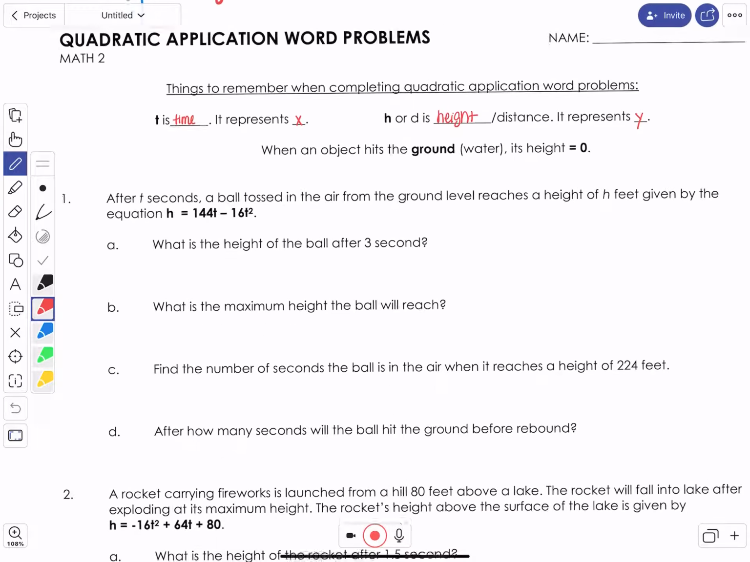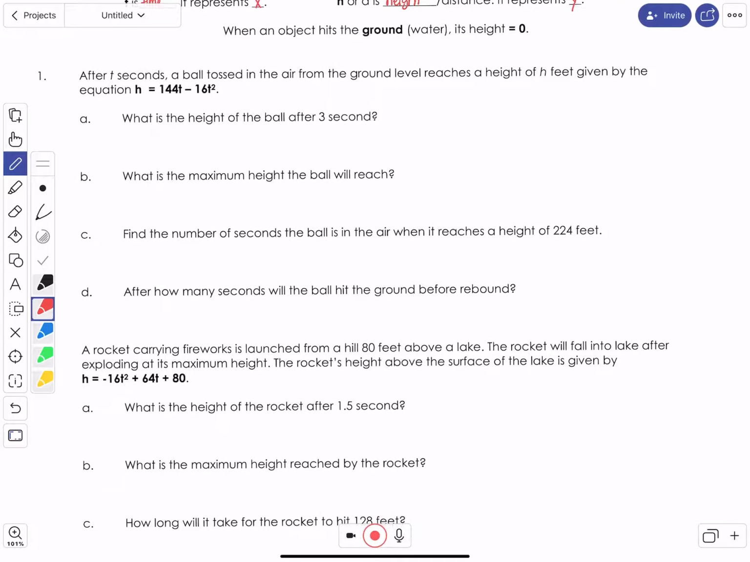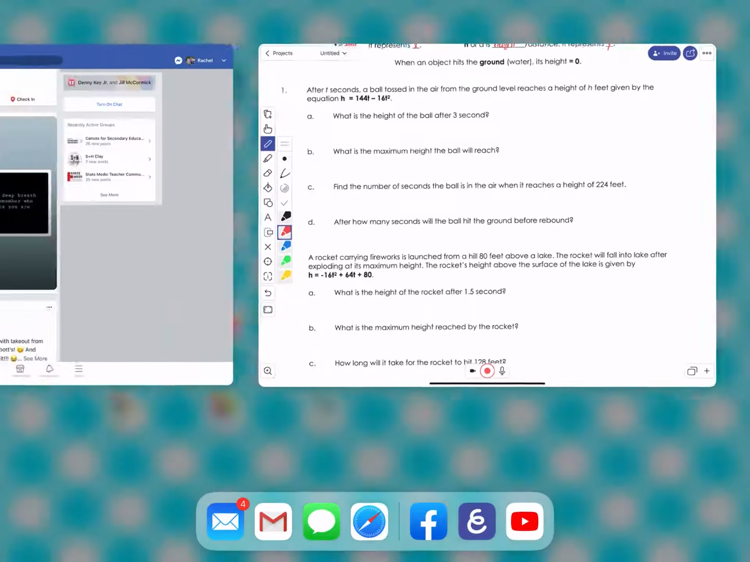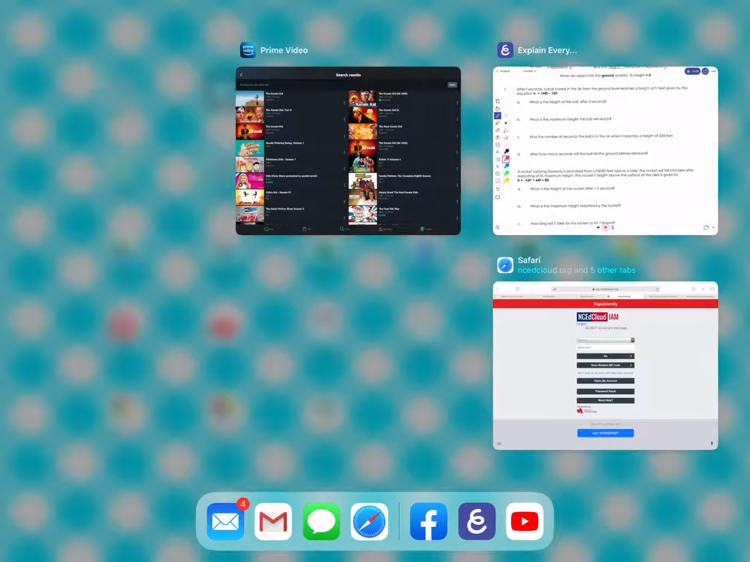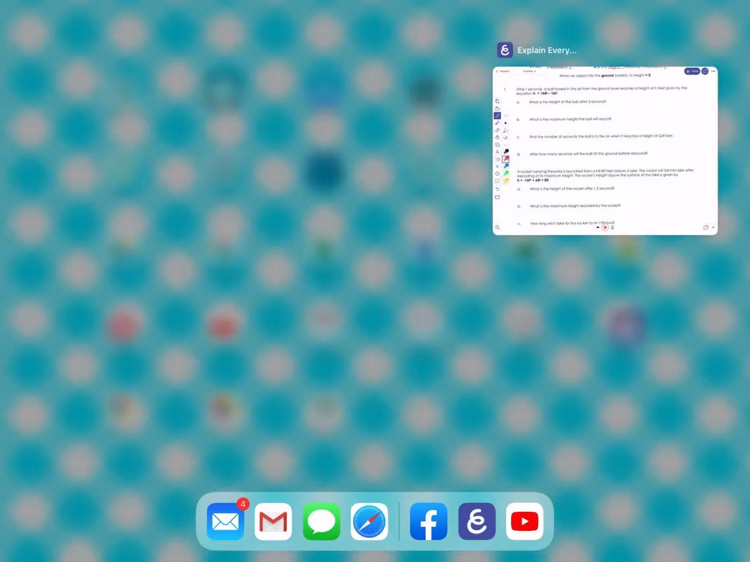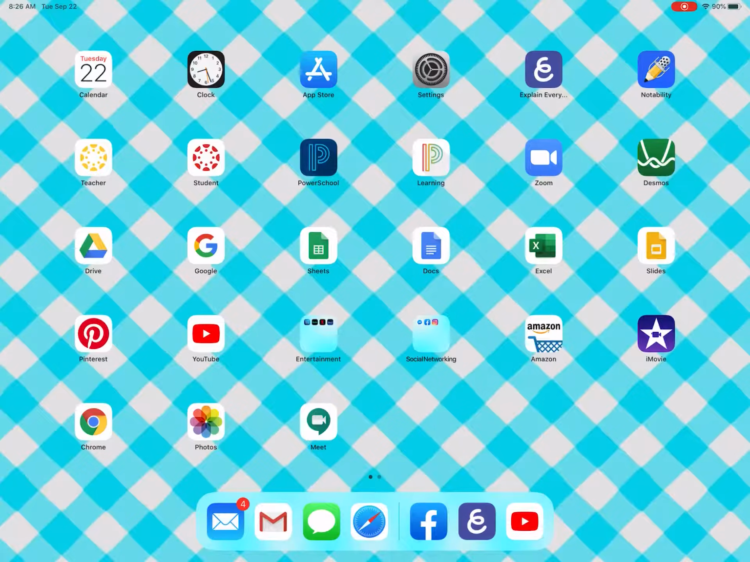So for our first problem, after t seconds, a ball tossed in the air from the ground level reaches a height of h feet given by the equation h equals 144t minus 16t squared. What is the height of the ball after 3 seconds? Okay, so if we go to Desmos here, let me clear this stuff out. All right, let me get to Desmos.